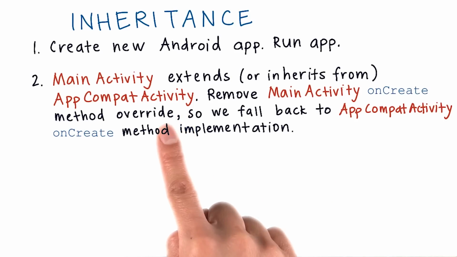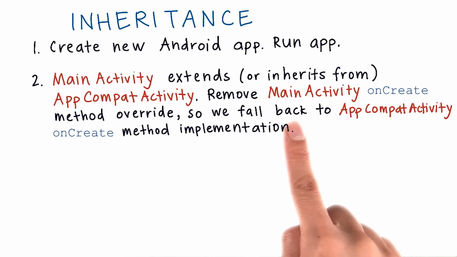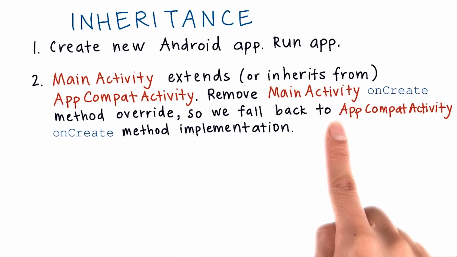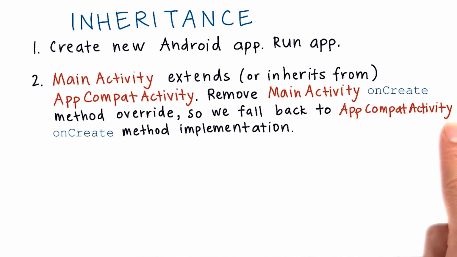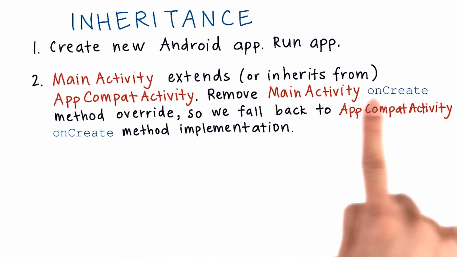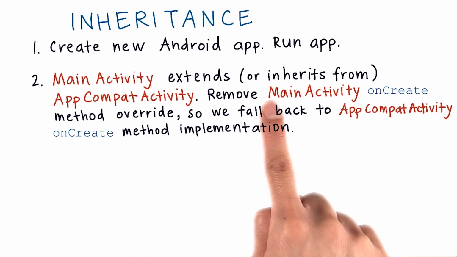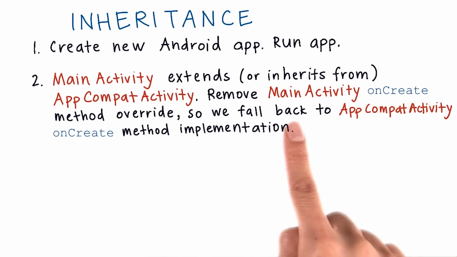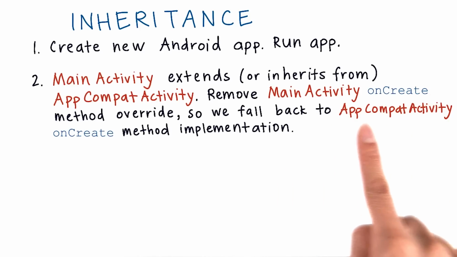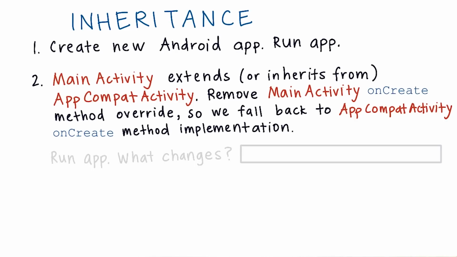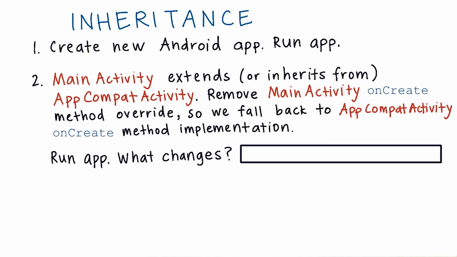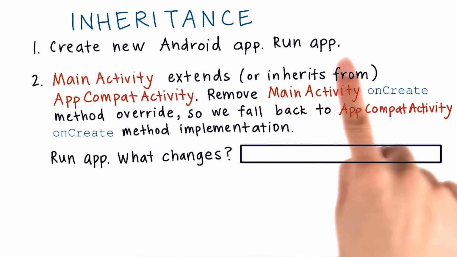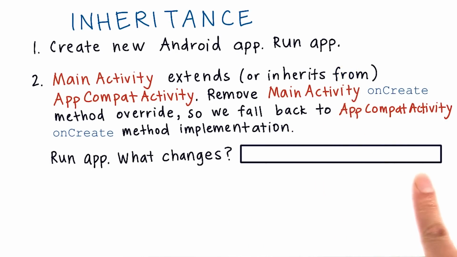By removing this method override, we're going to fall back to the way that the onCreate method appeared in the AppCompat activity class. The presence of this method says we want different behavior in the main activity for the onCreate method. So removing it brings us back to the original behavior in the AppCompat activity class. When you run the app, what do you notice is different compared to when you first ran the app? Write your answer in this text box.